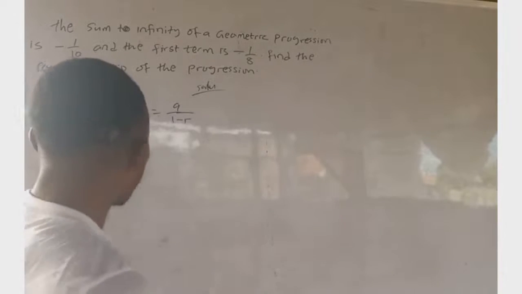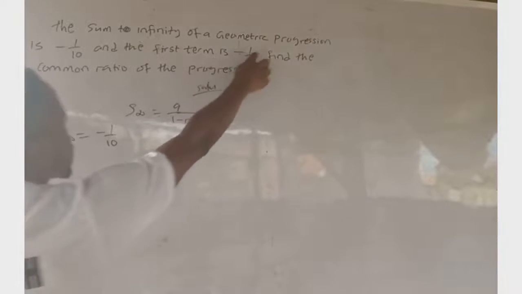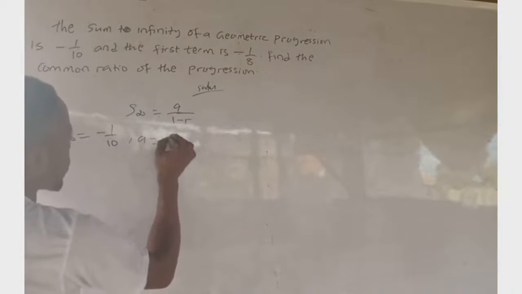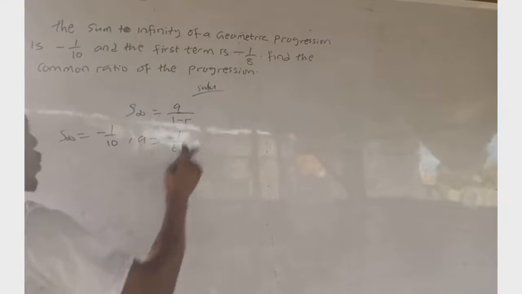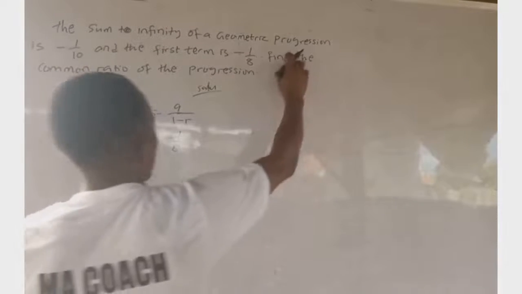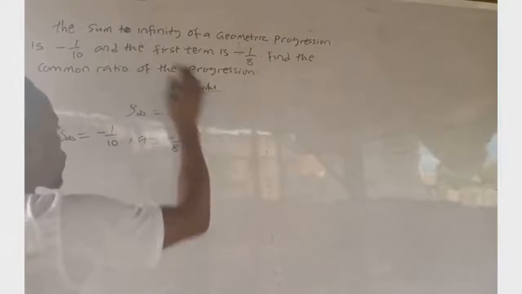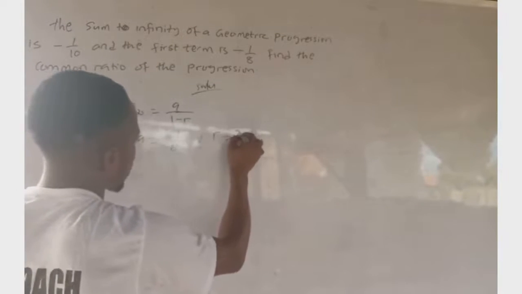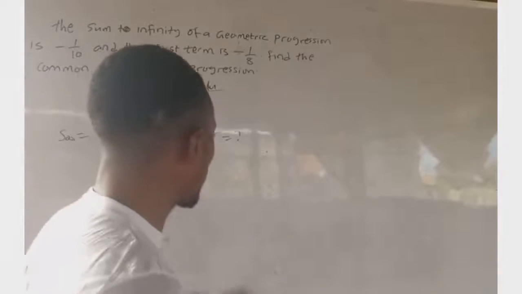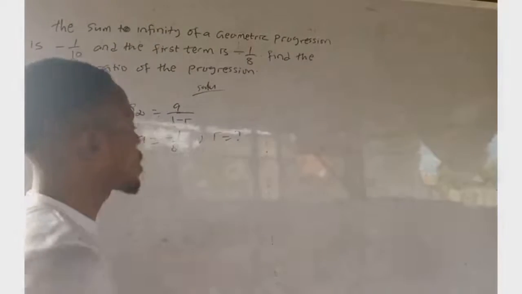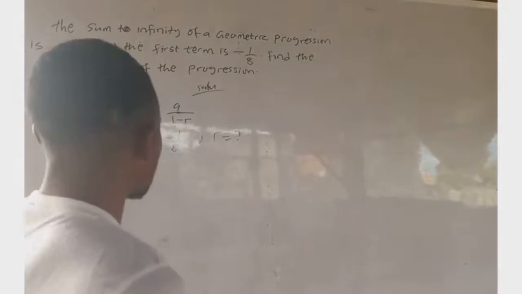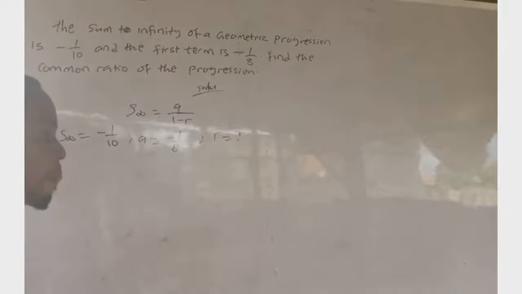In this question the first term is minus 1 over 8, which means our a is equal to minus 1 over 8. We are told to find the common ratio, which means our r is unknown. We want to find the common ratio out of this formula. It is very simple to do. Let's just input our data into the formula we have here.